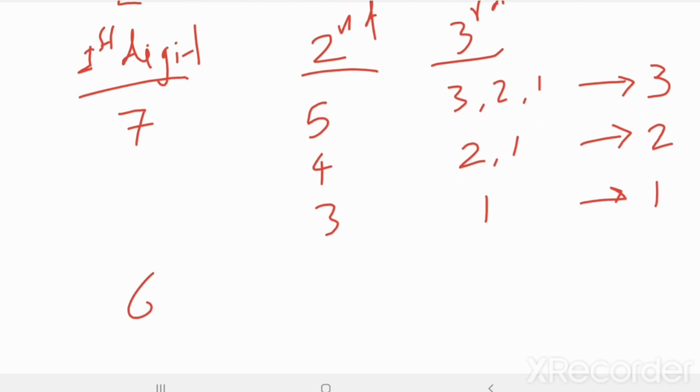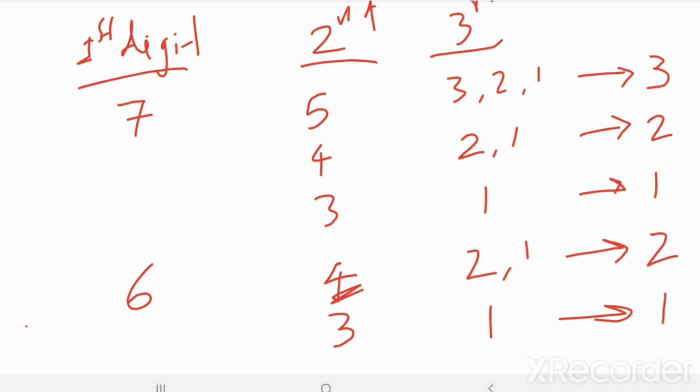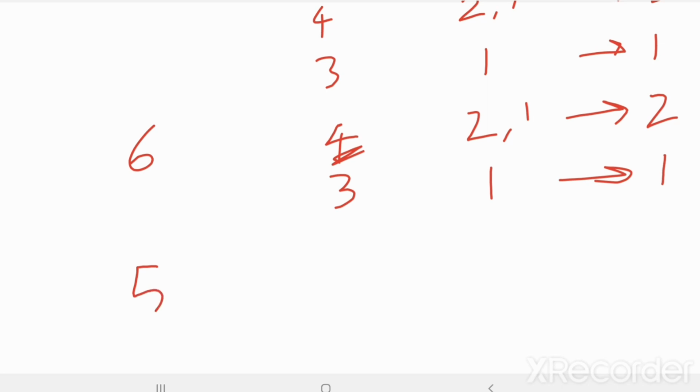Then the first digit is 6. Then possible second digits are 4, 3. If the second digit is 4, then third digits are 2, 1. 6, 4, 2 is a pin. 6, 4, 1 is a pin. So 2. 6, 3, 1 is a pin. So here only 1. Then the first digit is 5. The second digit is 3. The third digit is 1. So 5, 3, 1 is a pin.